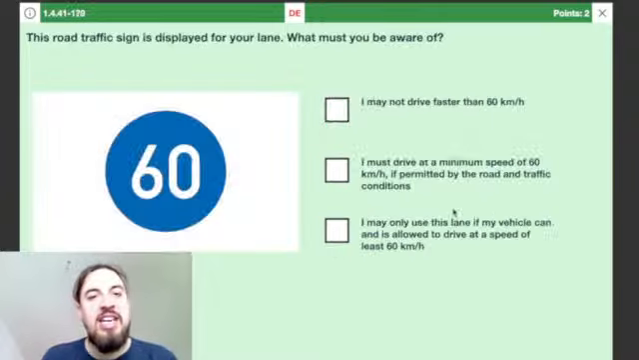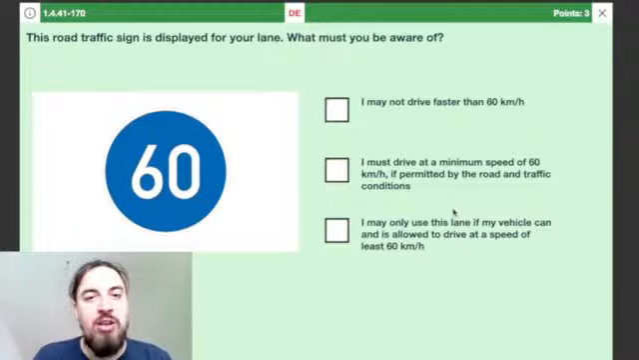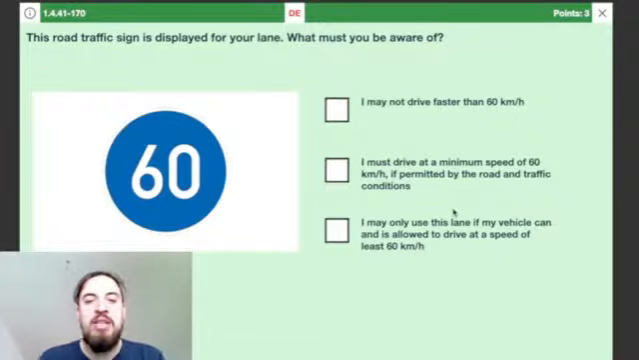This road traffic sign is displayed for your lane. What must you be aware of? I may not drive faster than 60 kilometers per hour. I must drive at a minimum speed of 60 kilometers if permitted by the road and traffic conditions. I may only use this lane if my vehicle can and is allowed to drive at a speed of at least 60 kilometers per hour.